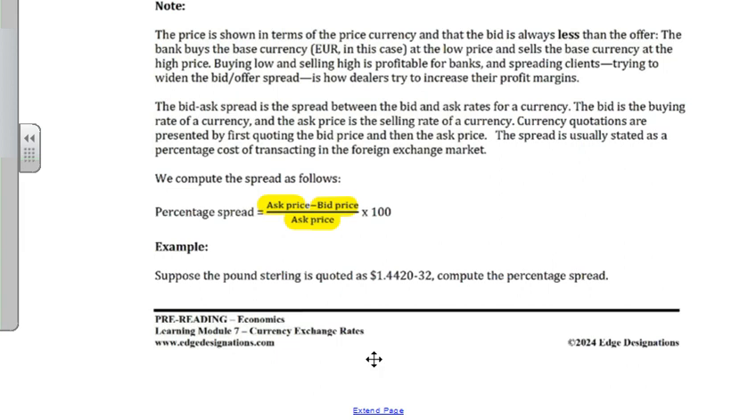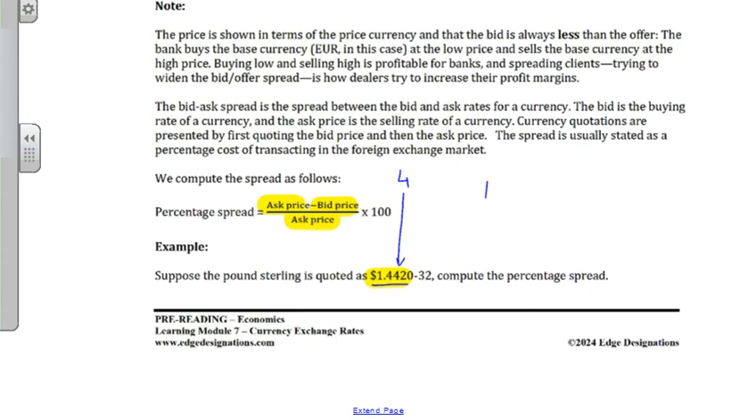Okay, suppose that the pound sterling is quoted at 144.20. First of all, what do you notice? Generally speaking, in the forex market, we go 4 decimal places. I know everybody always asks that as candidates: how many decimal places must we show? Generally, you show 4 decimal places. Okay, and it goes from 144.20 to 32.